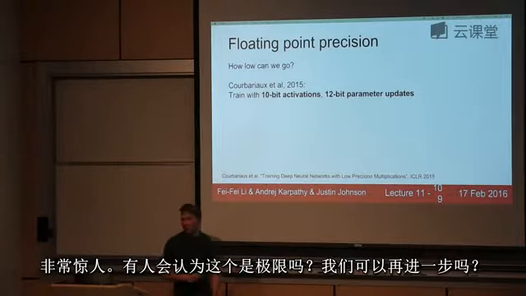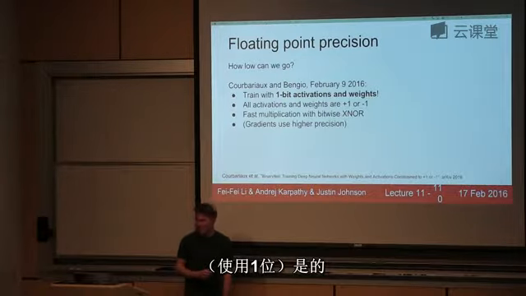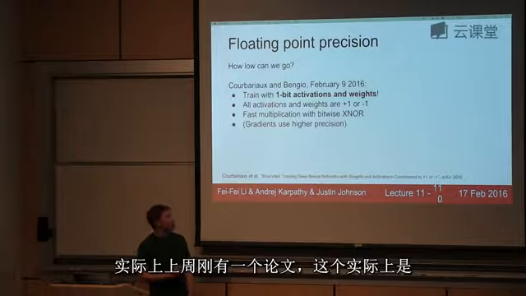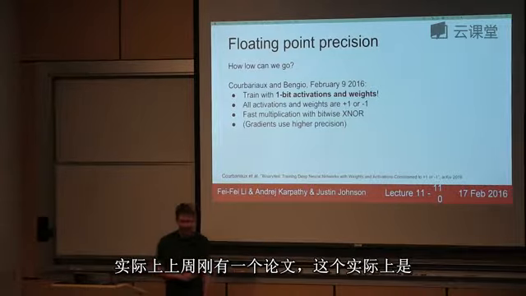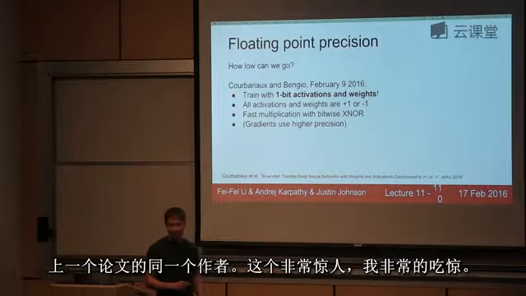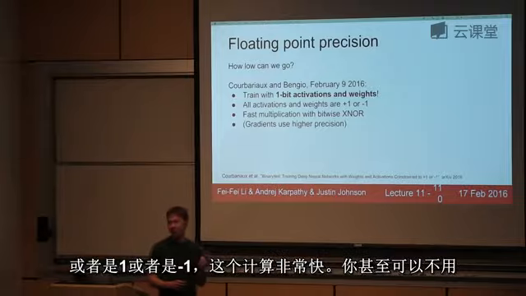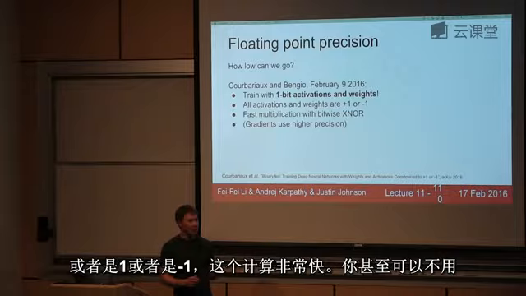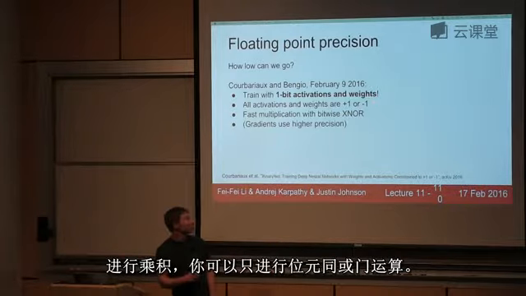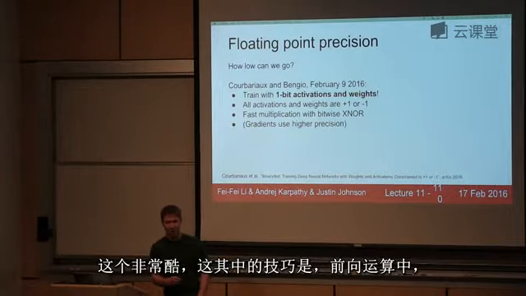But anyone think that that's the limit? Can we go further? One bit. Yes. There was actually a paper just last week, from the same author as the previous paper. And this is crazy. I was amazed by this. Here the idea is that all activations and weights of the network use only 1 bit. They're either 1 or -1. So that's pretty fast to compute. Now you don't even really have to do multiplication. You can just do a bitwise XNOR to multiply those.